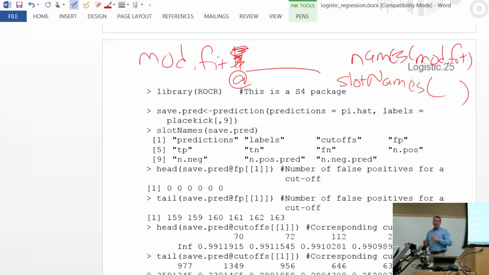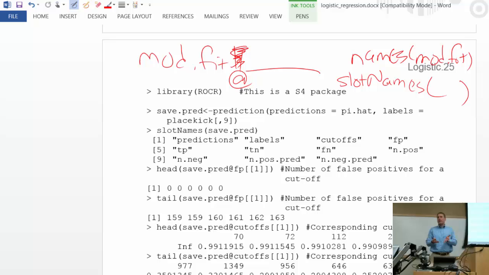The reason why is because the components of an object in S version 4 are called slots. It's just terminology. It's just the way it is. S version 4 has been out since, I think, the very late 1990s or early 2000s. And while it's been out for over 10 years, still everything is predominantly programmed into R in S version 3.